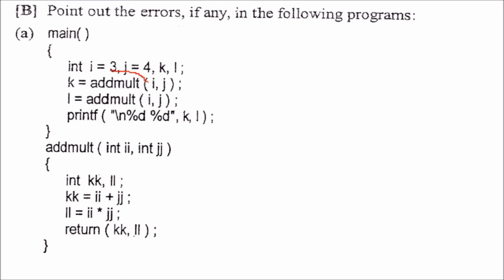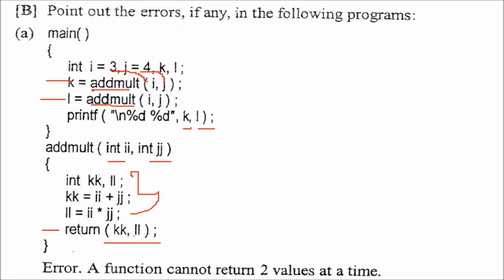We are sending 3 and 4 to this function add mult, and now we are trying to print this k and l as you see here. We are trying to find out I and jj. Everything is fine up till this line. We cannot return two values. We can only return one value in C. If you want to return more than one value, then you have to use pointers. So the function cannot return more than one value at a time.